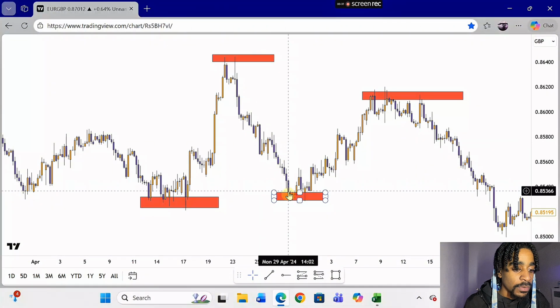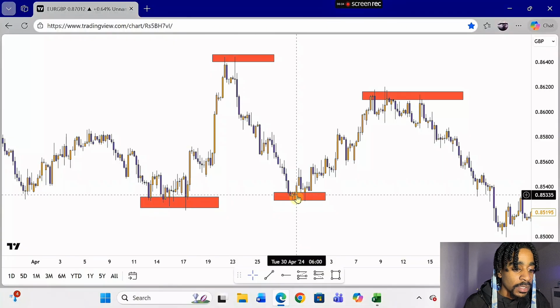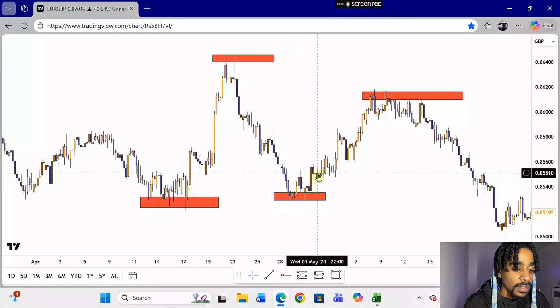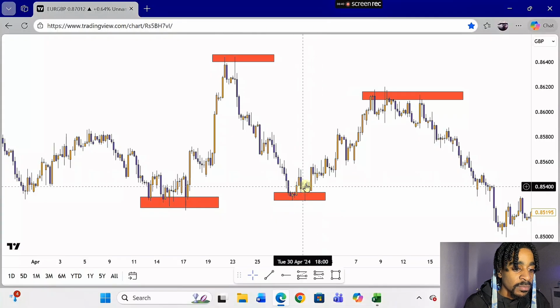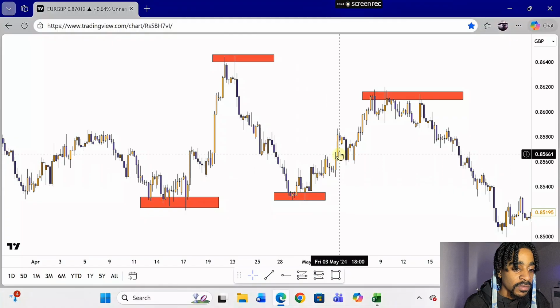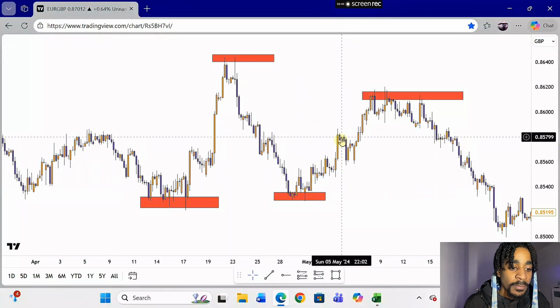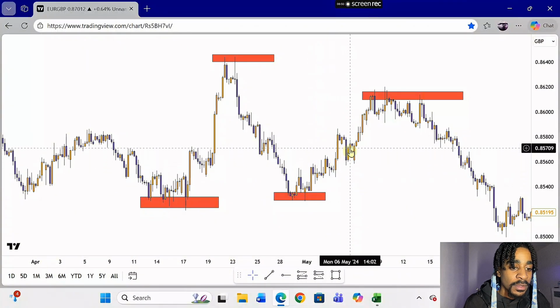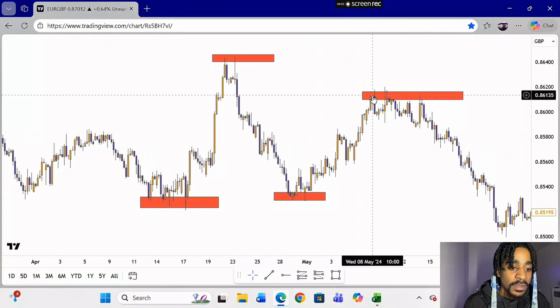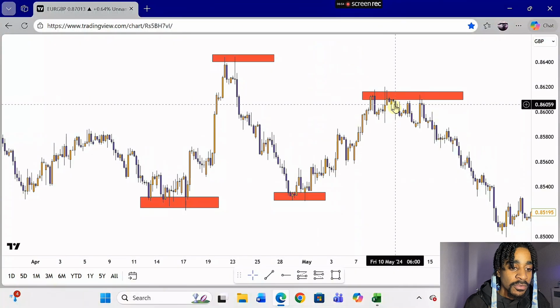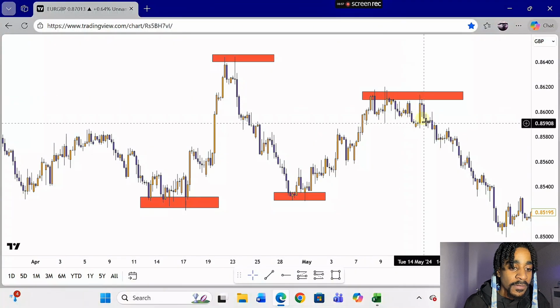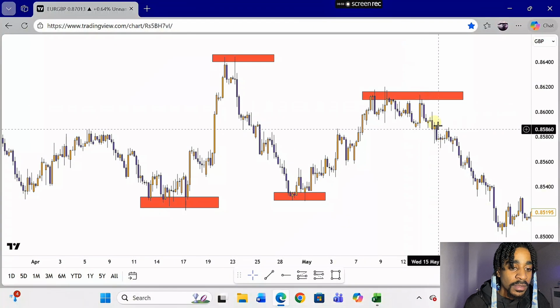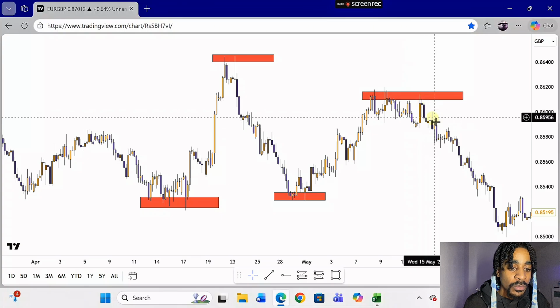We're now back on Monday, Monday, Tuesday, Wednesday. So Monday, Tuesday pretty much consolidated sideways, and then Wednesday, Thursday, Friday we pushed up. So that's the back end of the week. And then Wednesday, consolidation, Friday, Tuesday. So Tuesday, push all the way down.